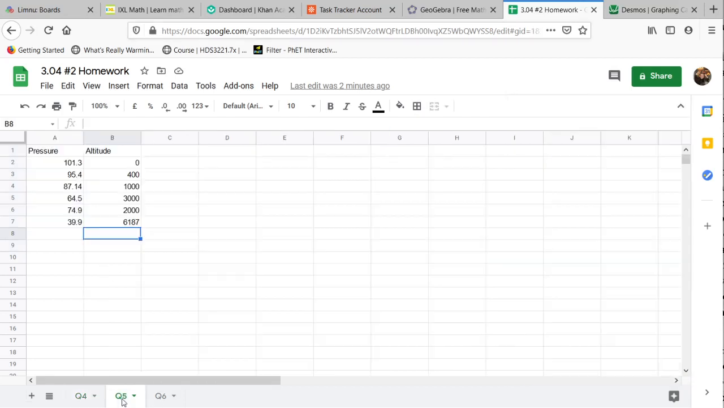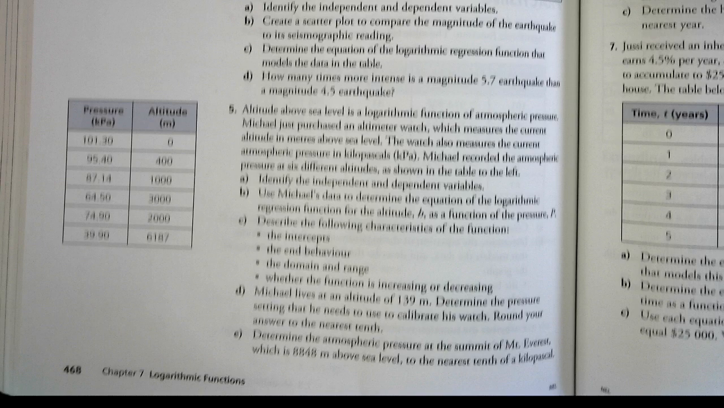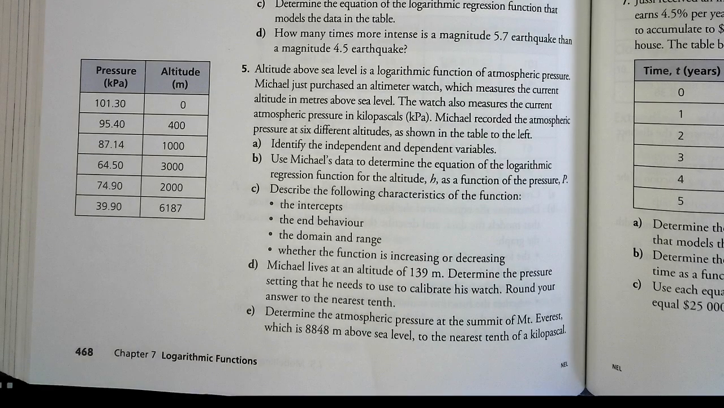So that's question 4. In question 5, so let's slide that up a little bit. The altitude above sea level is a logarithmic function of atmospheric pressure. We need to identify the independent and dependent variables here. So, generally speaking, in a log plot, we're going to have more variation in the independent variable than the dependent. The altitude you head to is what you choose, the pressure is what responds. So altitude should be our independent and pressure should be our dependent variable.